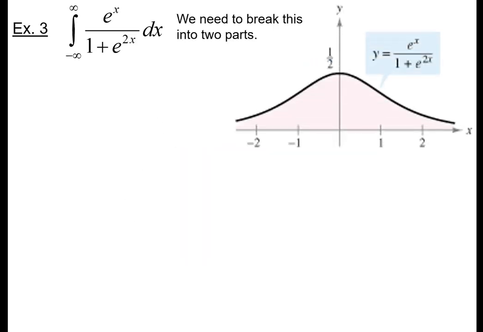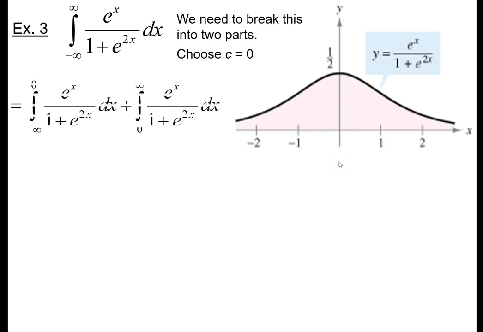And where is it? Here it is. So where would be a natural breaking point? 0, a lot of times, like I said, is a natural breaking point because it's right in the middle of the number line, right? From negative infinity to infinity, 0 is in the middle. So I'm going to break this up as the integral from negative infinity to 0 plus the integral from 0 to infinity. And then we're going to look at each of these separately.